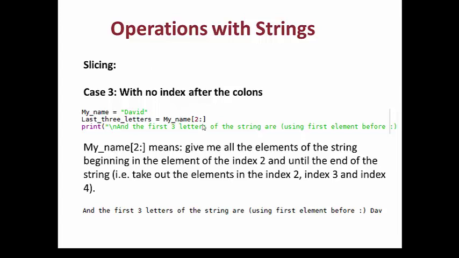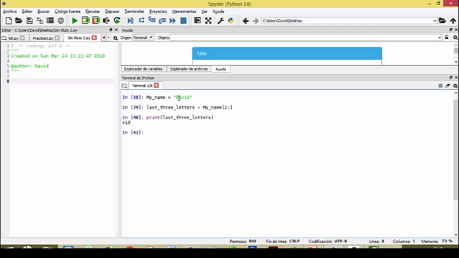When we don't have an index after the colon, it means give me all the elements of the string beginning at the element of index 2, in this case, and until the end of the string. So when we don't have anything after the colon, it means go until and including the end, the last character of the string. So it means take out the elements at index 2, 3, and 4. 0, 1, so positions 2, 3, and 4. Go from position 2 until the end of the string. Okay?